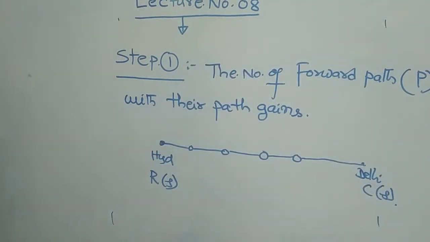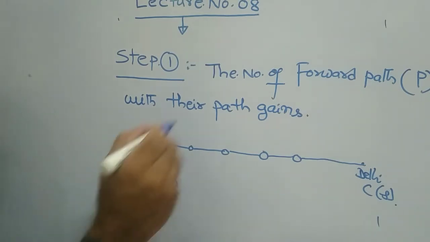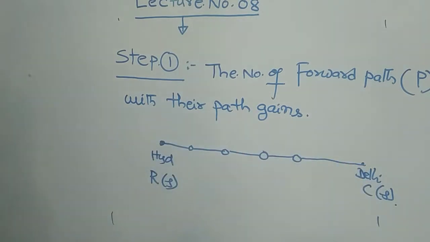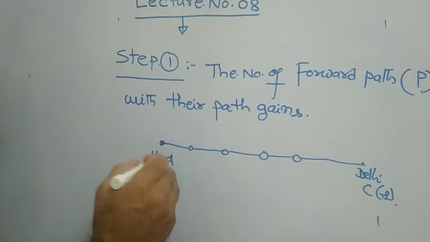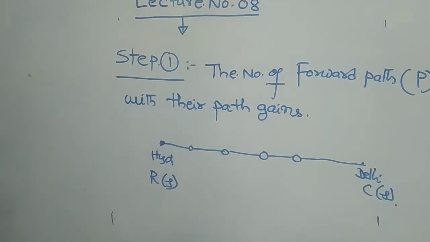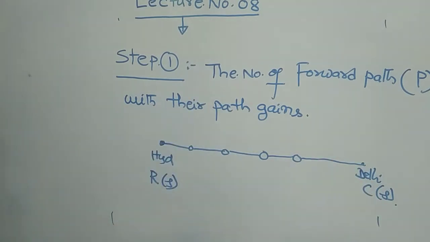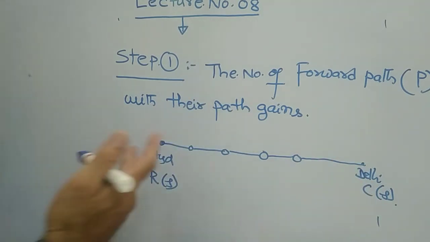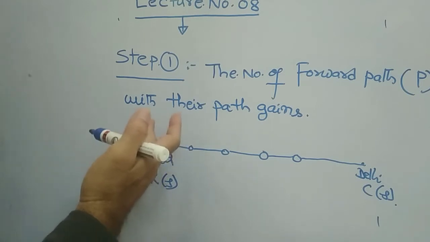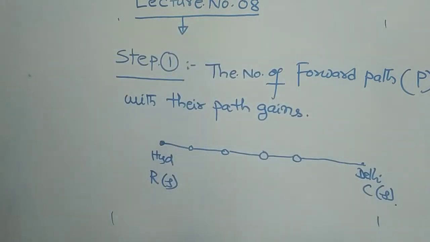Our objective is to reach Delhi from Hyderabad. What are the possible ways that you have? Obviously, you can reach Delhi from Hyderabad by bus, by train, and again by air. How many paths are there? There are 3 paths. Each path is directed in a forward direction.